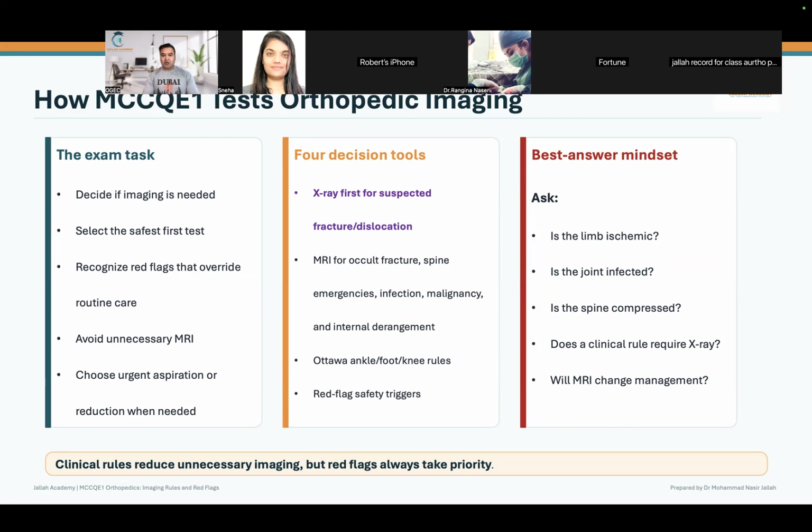So MRI usually is not the first best imaging, unless the X-ray is inconclusive or is not giving you enough information to go ahead and do the next step, I mean the reduction or whatever it is, or the surgery. So MRI is the best choice when there is an occult fracture, when there is an abnormality, disorder, damage or injury to the spine, when there is an infection, or when there is a malignancy or internal derangement.